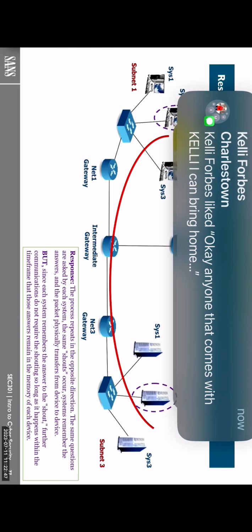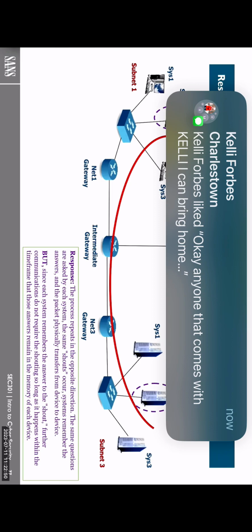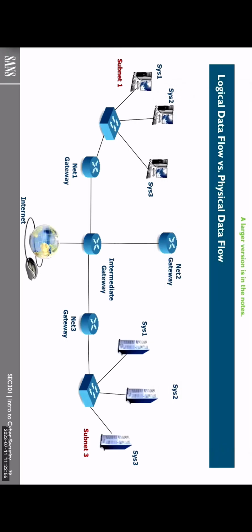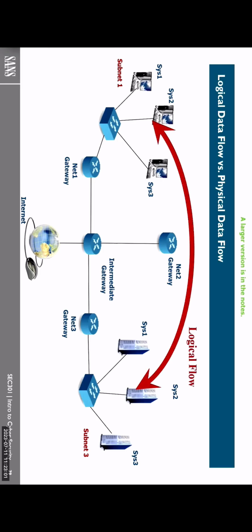Now, there's 2 different ways to look at this flow of traffic. First, there's the logical flow of the data. And the logical flow is that system 2 on subnet 1 was sending data to system 2 on subnet 3. And so the logical flow says who the sender is and who the receiver is. But the physical flow is how that data actually flowed through the cables between the connections, between the systems. And so that's the physical flow of how the data actually traversed the network.